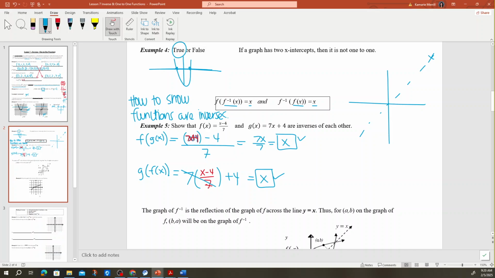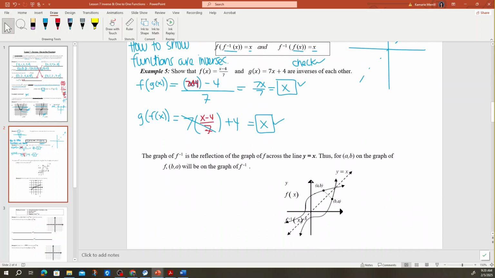So here's a check you can also use. When you are asked to find inverses, if you take them and quickly plug them into one another, you will know, oh yeah, hey, I did it right. I was able to get x, therefore I really did find my inverses properly. Okay?